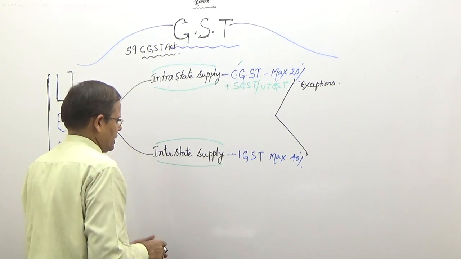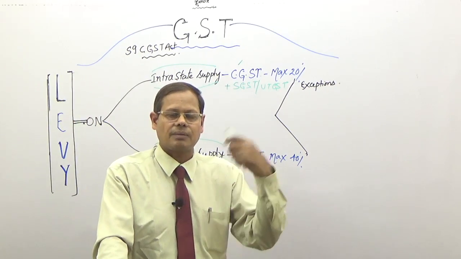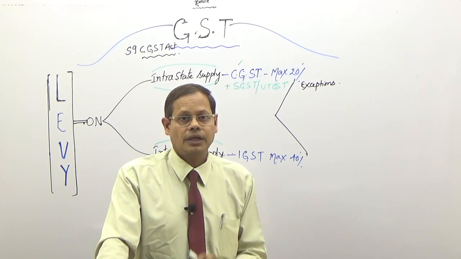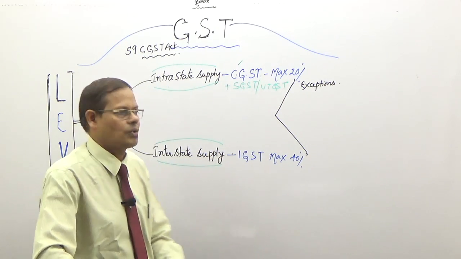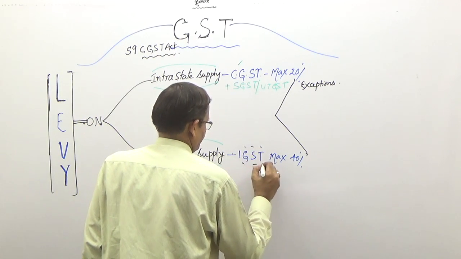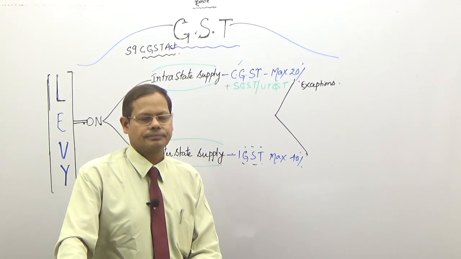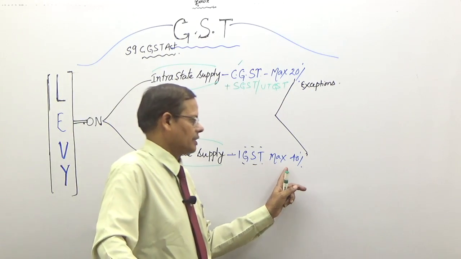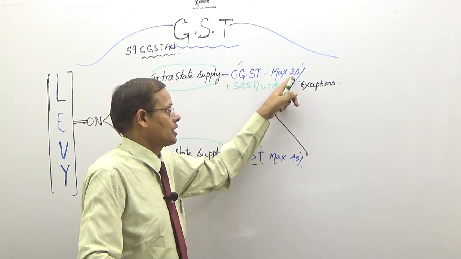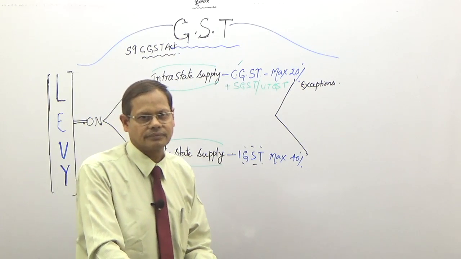Okay. So, what about interstate supply? When the supplier is in one state and the place of supply is in another state. Supplier and place of supply are in two different states. So, in such a case, what happens? IGST is payable. IGST is a central law again, and it is payable to the central government. For IGST, the maximum is 40%, because CGST plus SGST put together, 20 plus 20, here the equation is clear, 40, right.